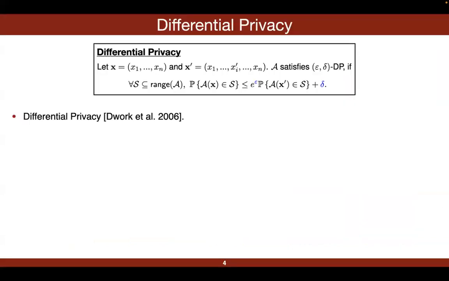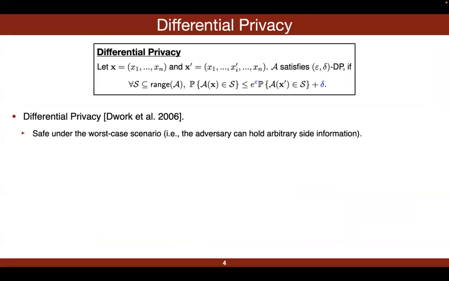So let me start with a quick recap about differential privacy. This is the basic definition of differential privacy. It's defined with respect to a randomized algorithm A.